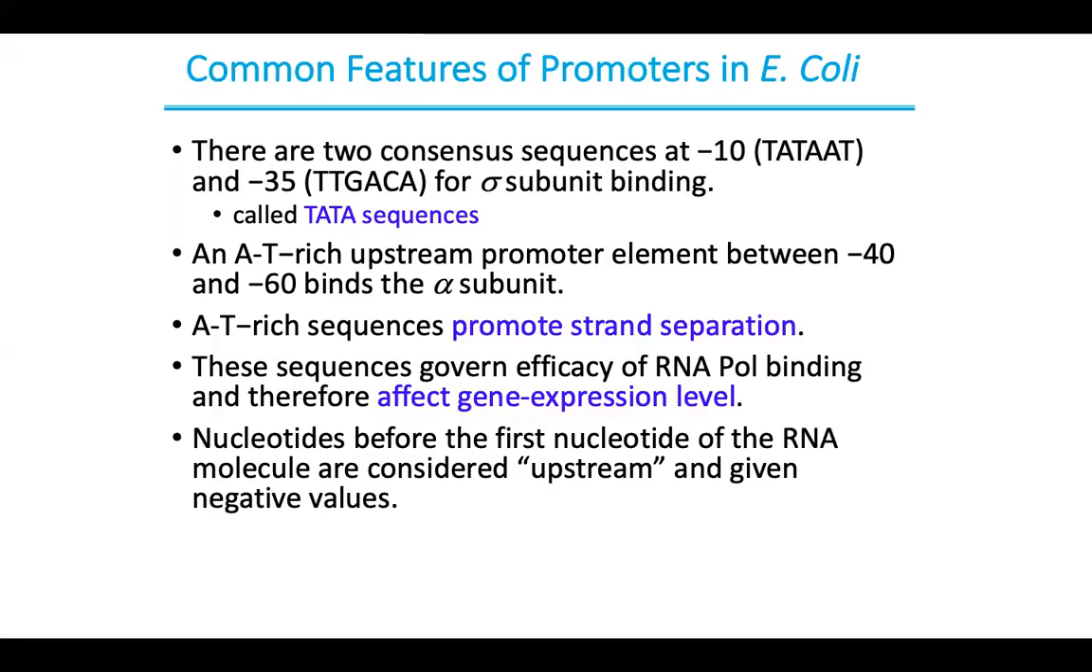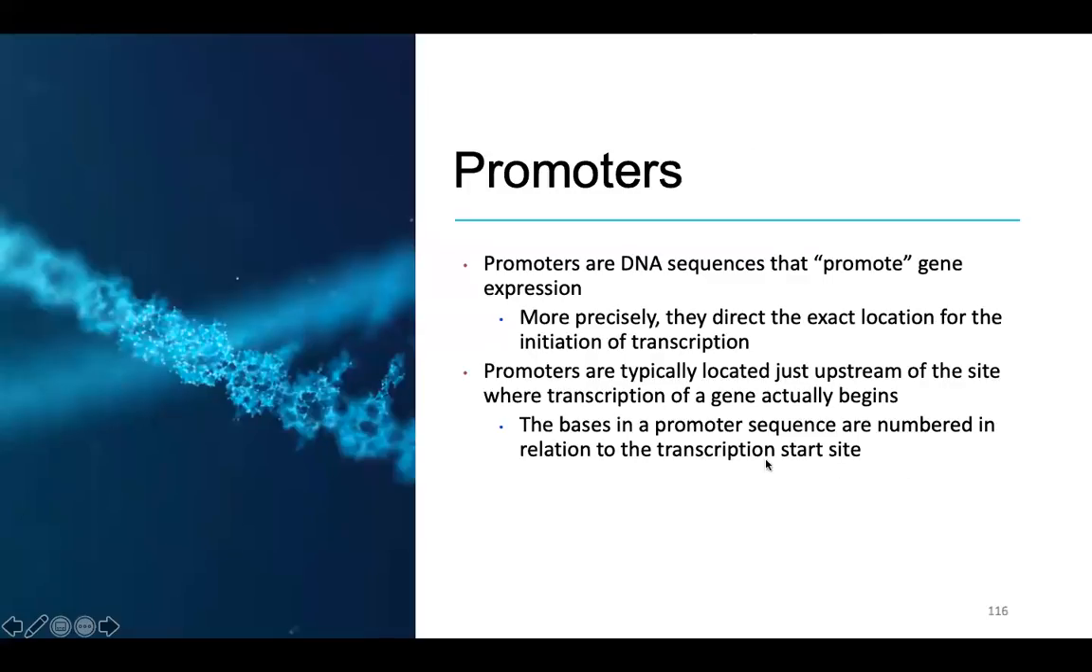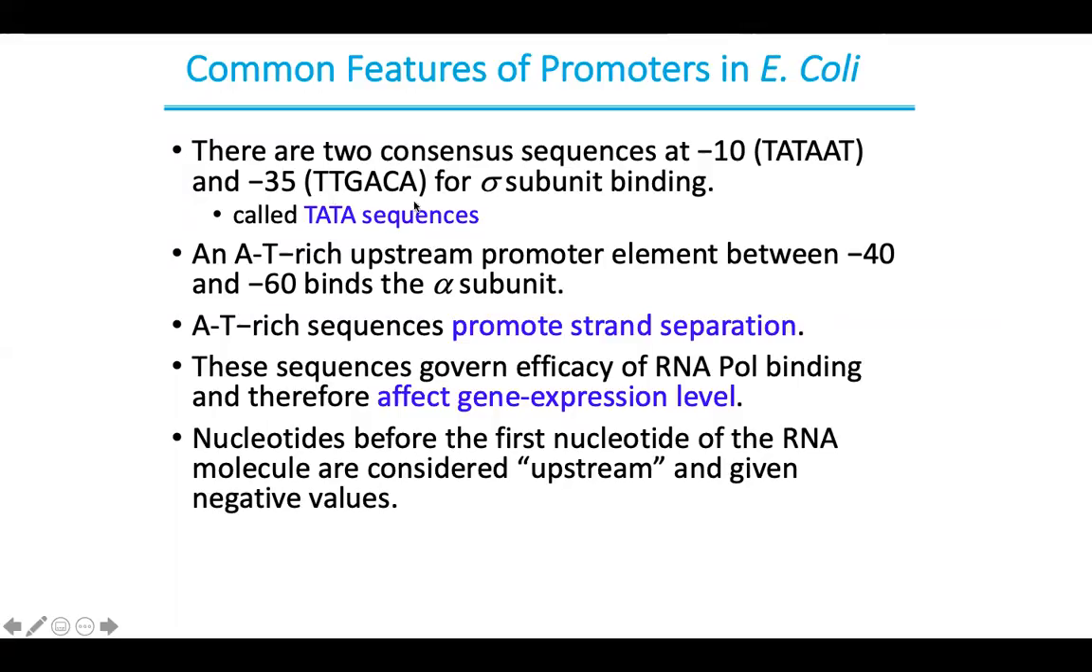There are 2 consensus sequences at -10 and -35 for the subunit binding of the RNA polymerase. And this is what we call the TATA sequences. When you see -10 and -35, it refers to 10 nucleotides before the start of the transcription site, or the transcription start site. When you see -10, it refers to 10 nucleotides before the transcription start site, and we also have -35, which is 35 nucleotides before the start site.